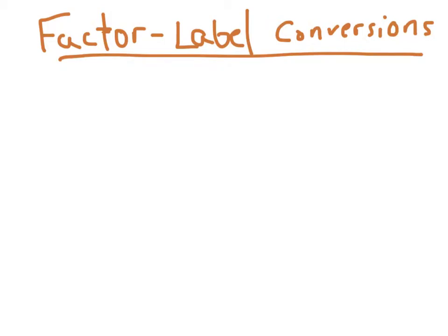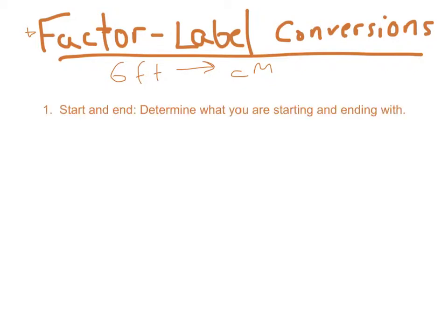If you would like to convert between different units, for example, you know that you are 6 feet tall, and you want to convert that to centimeters, you need to use what is known as the factor label method, which is also known as dimensional analysis. First, let's go through the steps.